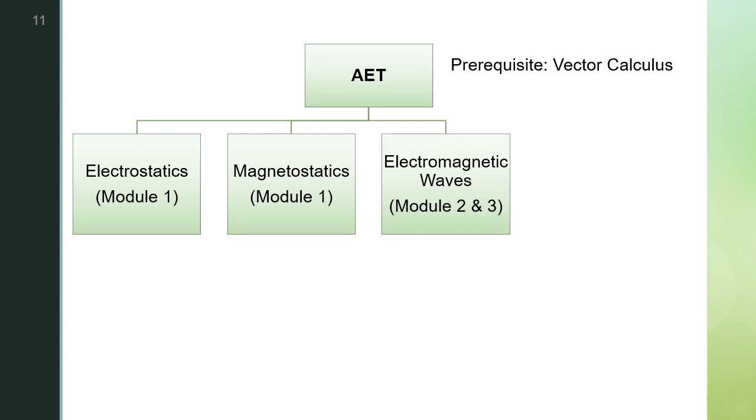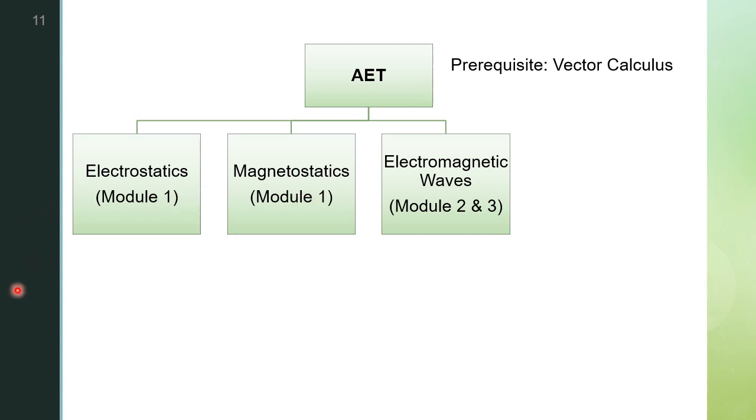In the second and third modules, we will be covering the electromagnetic waves: the theory, the power, energy, etc. of the electromagnetic waves. That is, we'll have both electric field and magnetic field acting together. In electrostatics and magnetostatics, there is no variation in electric or magnetic field with respect to time. That is why it is called electrostatics and magnetostatics.